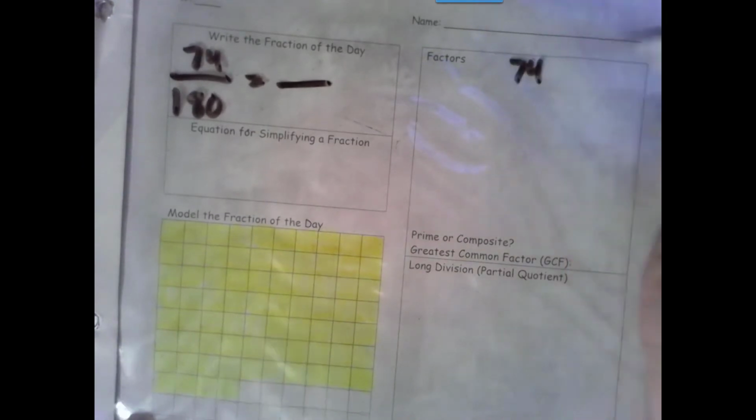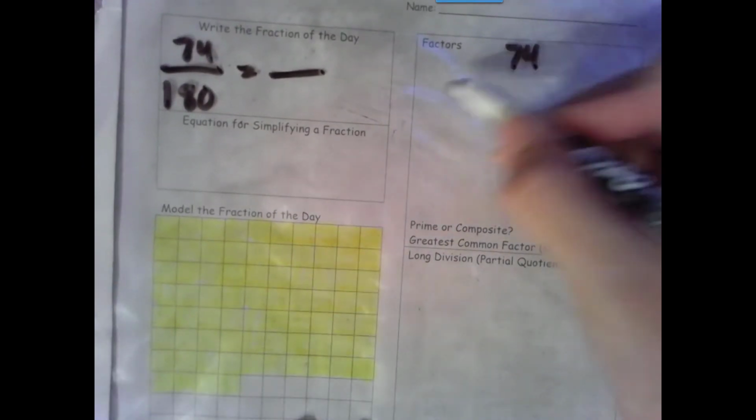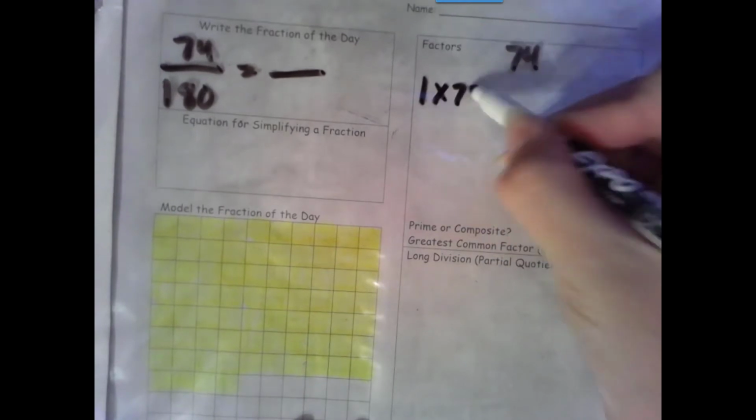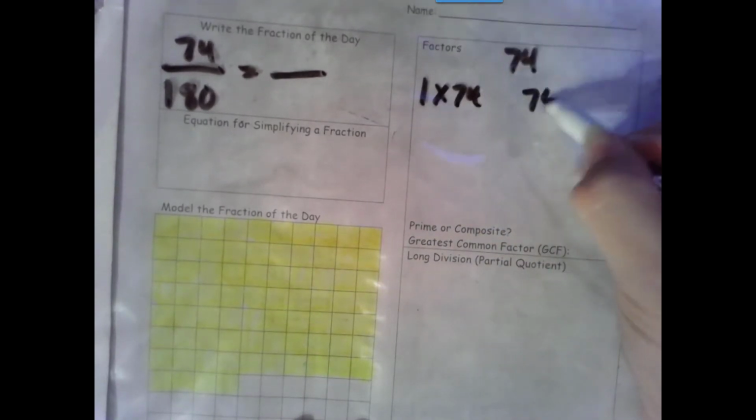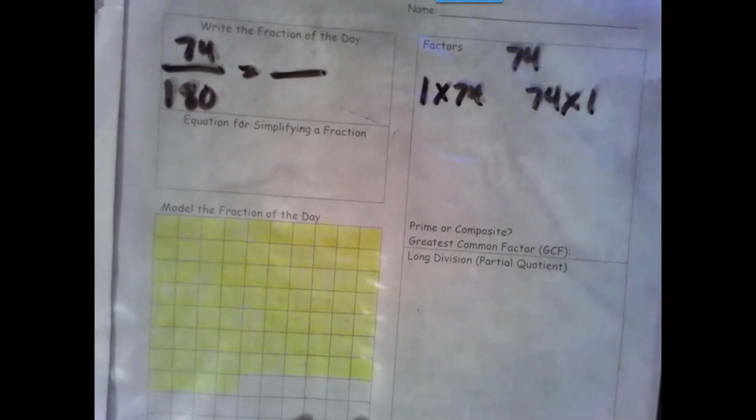All right, let's go ahead and get down our beginning fraction. We have a total of 180 school days, and we are on day 74. Let's go ahead and find the factors of our numerator. Two factors we always know are 1 and the number itself. Using the commutative property of multiplication, I can also write it as 74 times 1.